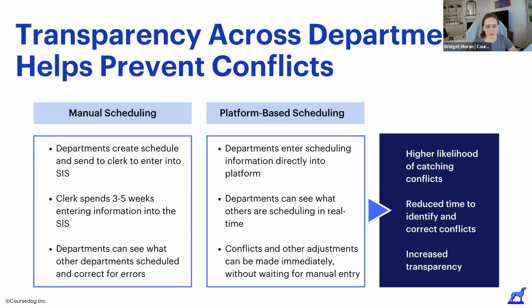But on the right side of the slide, you'll see that using a platform can often help bring transparency to the scheduling process. So departments are still entering that scheduling information themselves, but they're entering it directly into a platform. And during this process, they have the ability to see what other departments are also scheduling in real time. So rather than waiting for a month-long lag of that manual entry, they can actually see those conflicts and talk with their colleagues to find the right solution. So definitely a lot of benefits there to consider.